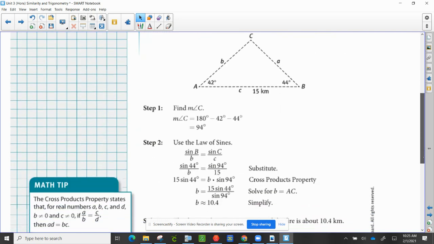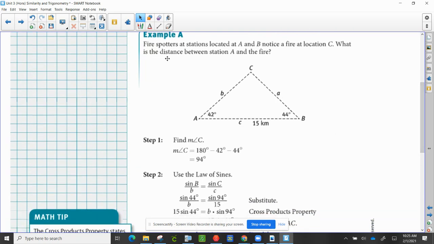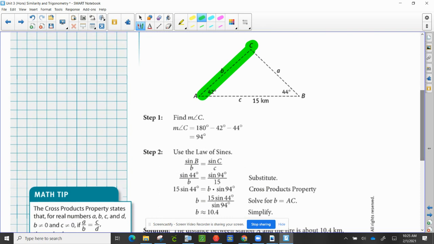So in this problem here that they have, what is the distance between A and the fire? The fire's at station C. So they want to know what's the distance between A and C. So you're solving for B in this particular problem. What they did is they used what they know. So they know the side length of C. So you're probably going to need that.